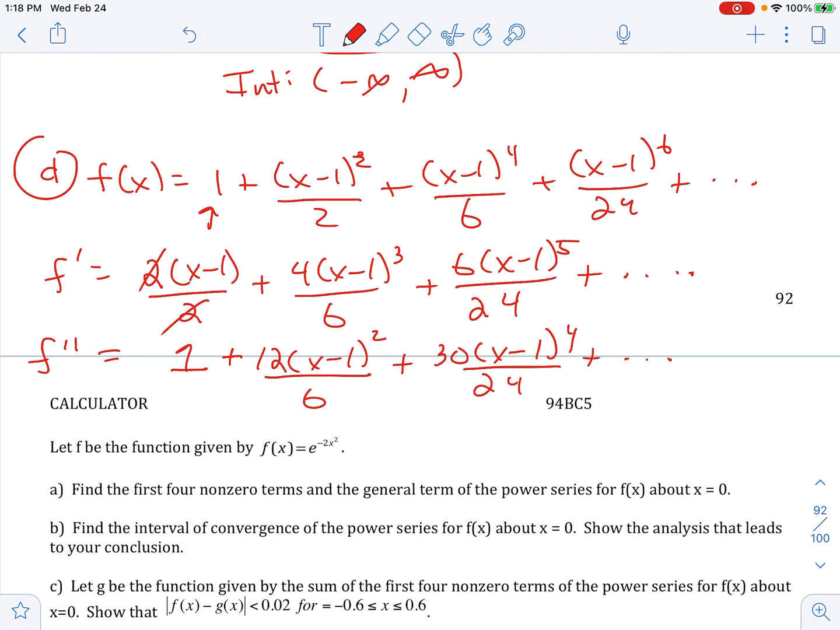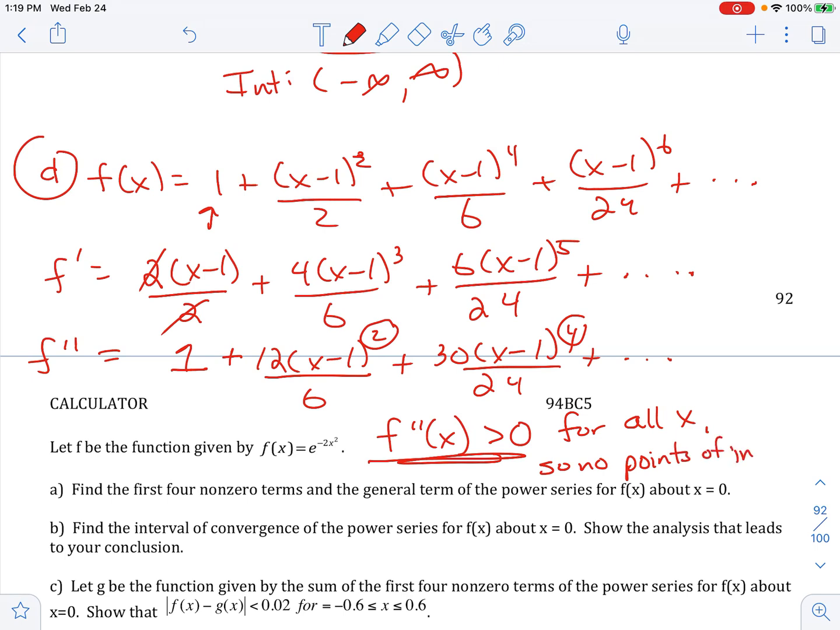Okay, now I only wrote the first couple terms, but what's going to happen is all the other terms will have all even powers. Notice here you have to the second, to the fourth. The next term will be to the sixth, etc. So regardless of what number you plug in for x, the second derivative is always positive for all values of x. So if that's true, you can't have a point of inflection. Remember, points of inflection can only occur where the second derivative is 0. There's no place where this is 0. This is always positive, so no points of inflection.